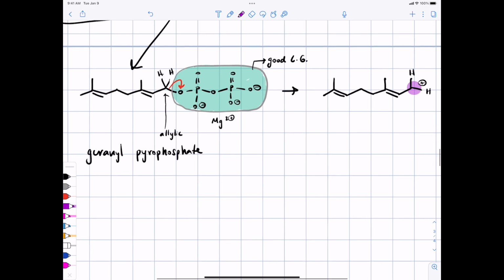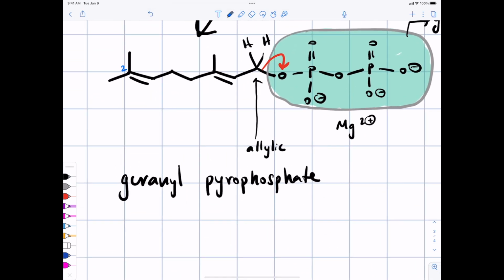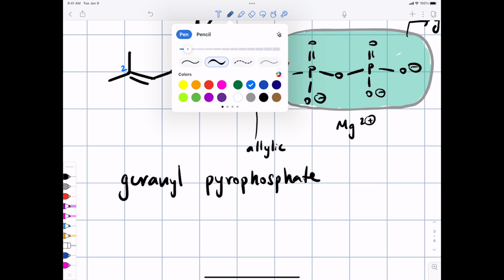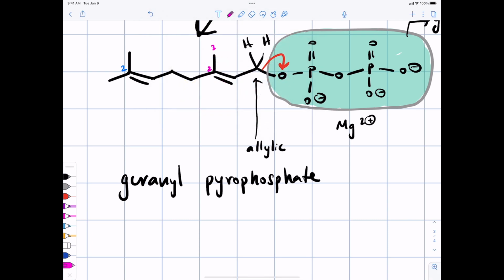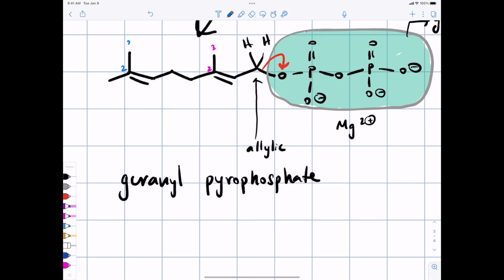Okay, so the other thing we can do is to identify the isoprene units within geranyl pyrophosphate. Here's the branching carbons where the methyl group's coming off. Methyl group is carbon 3. Branching carbon is carbon 2, and you can fill in the rest from there.